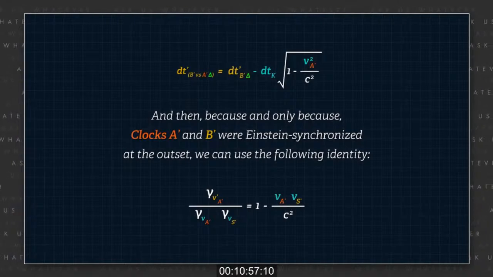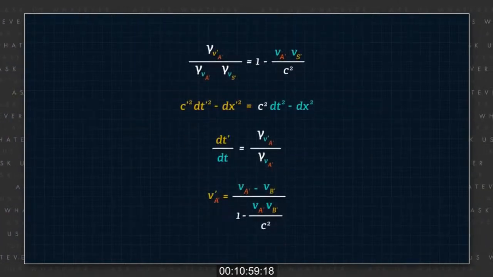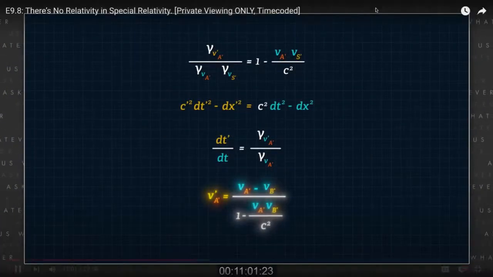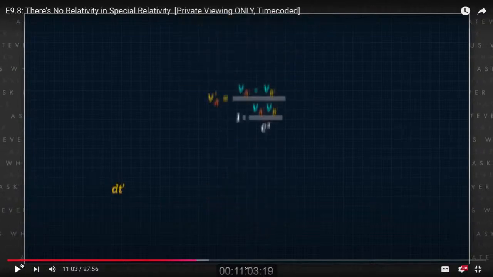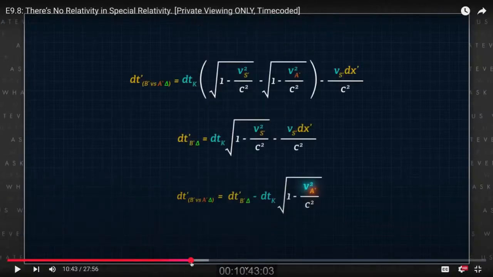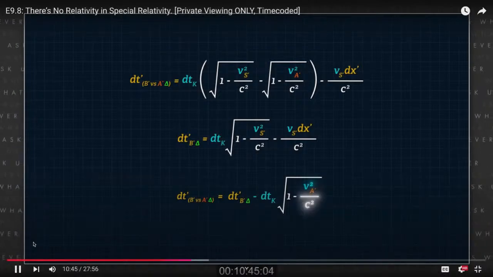which can be derived from the invariant interval in addition to the inverse of Einstein's velocity addition formula to arrive at the k squared over c squared.